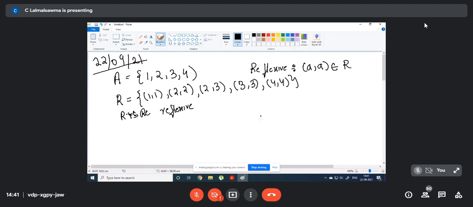Yes, there could be any other terms here, but if 1 1, 2 2, 3 3, 4 4 are present, there could be any other terms. But if those pairs are present, it is reflexive. Okay.